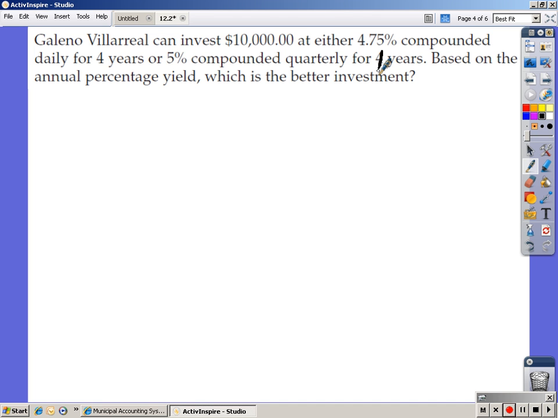Okay? All right, so first thing we need to do is find out what 4.75% daily is from the table. And we need to find out what 5% quarterly is from the table. Okay?